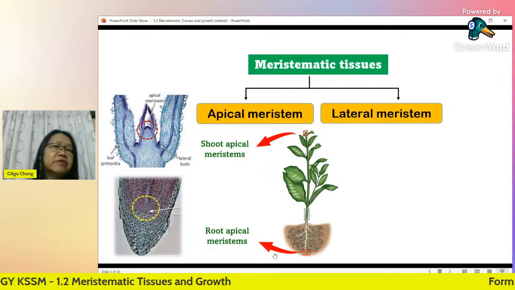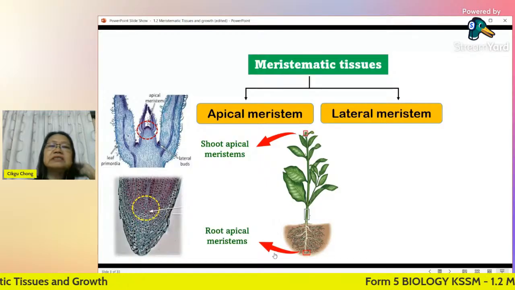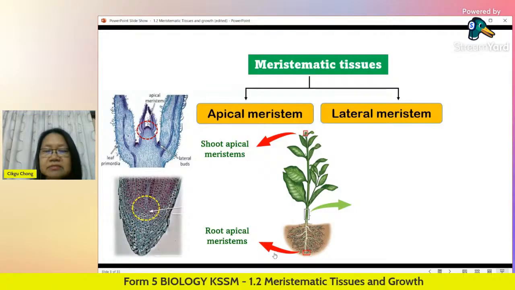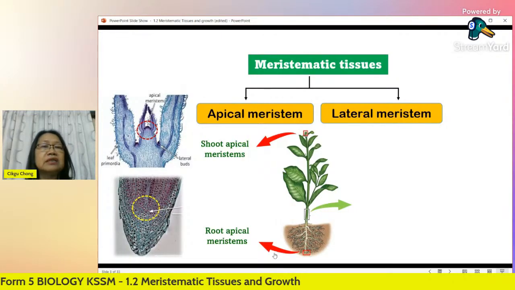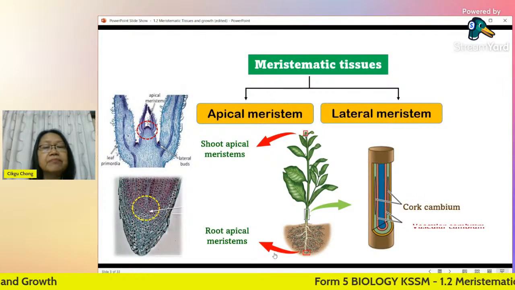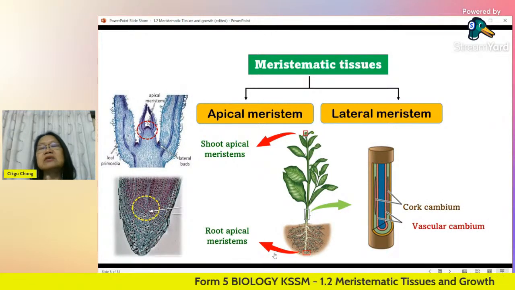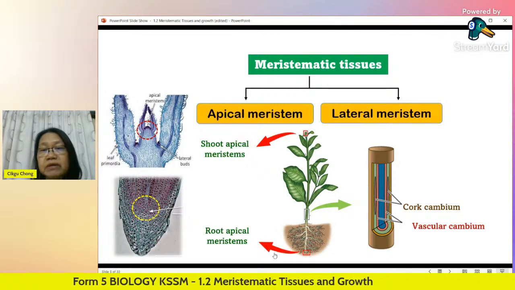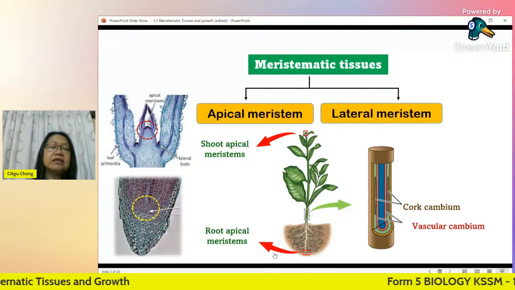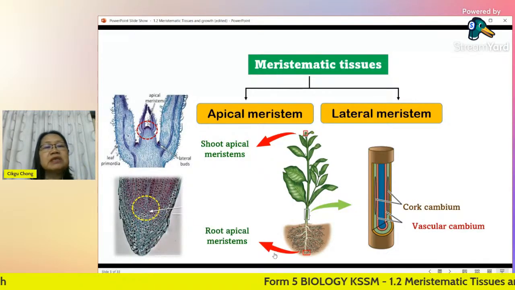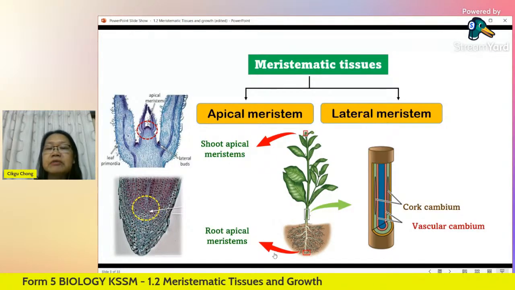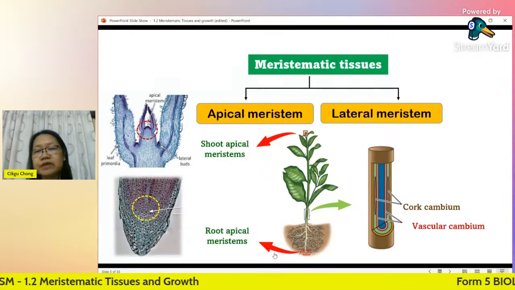So just now apical means at the very tip, at the very end. But lateral means actually side. Okay, so where is the side? If you were to slice through the stem, and also the root, you will find that inside the stem you will have another group of tissues, what we call vascular cambium and also cork cambium. Basically these are the names of tissues. So apical meristem, you have the shoot apical meristem and the root apical meristem. But for lateral meristem, there is the cork cambium and the vascular cambium.